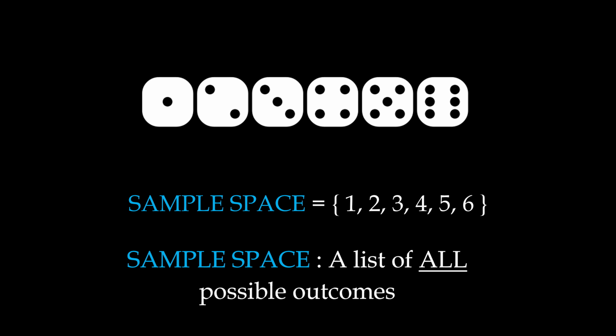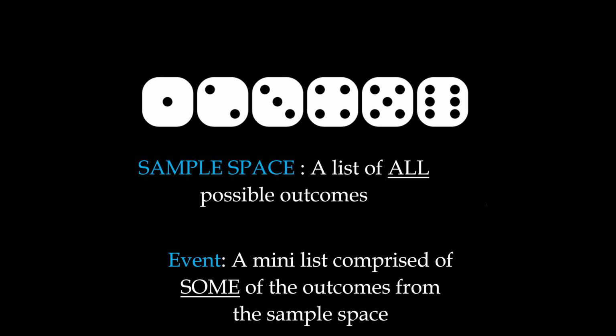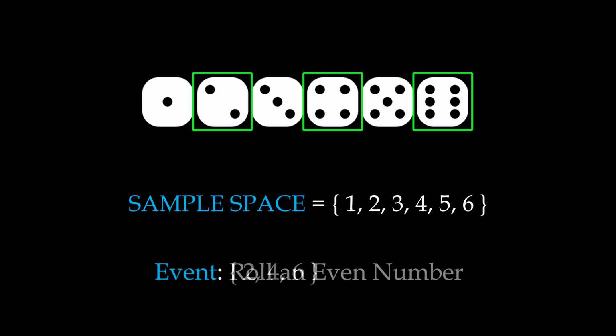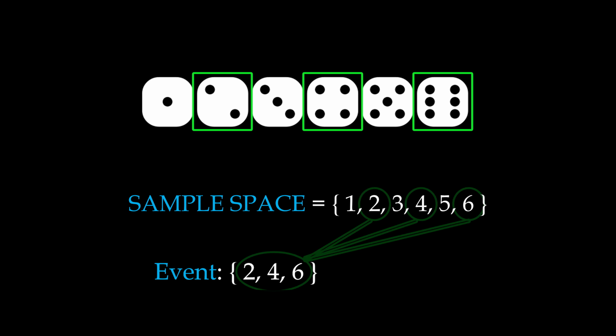So, to reiterate, the sample space is a list of all the possible outcomes of some procedure, such as rolling a die. Now, if I take a small collection from the sample space and create a mini list from it, we call this an event. For example, if my procedure is to roll a die and get an even number, then the collection I'm looking for are these numbers. This collection is called an event.